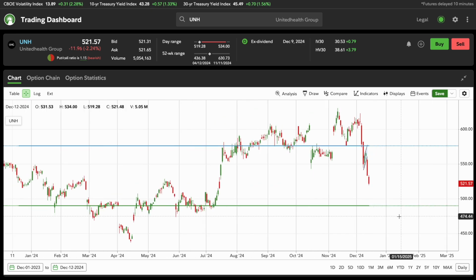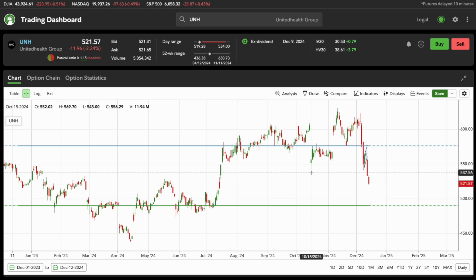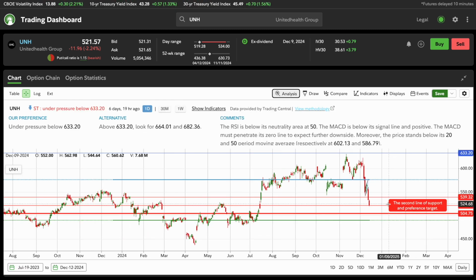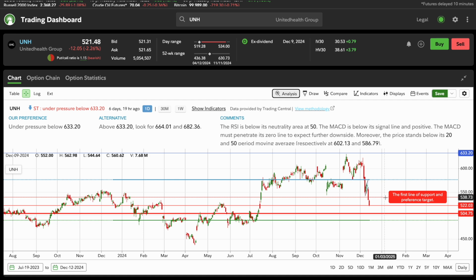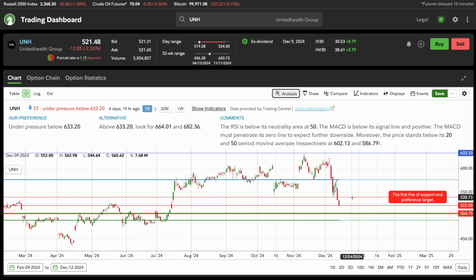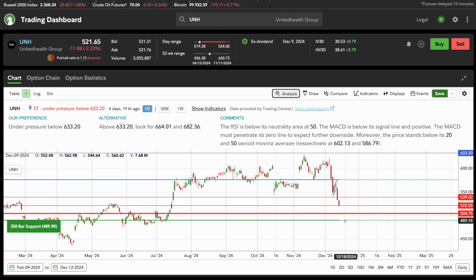Now we have to see, is it going to form another bear flag here from 520 up to 530 and then sell off to 500 and maybe get a potential bounce from there? We will see. But let's click back on analysis. We can see here, this is where Fidelity is showing their first target for support, which clearly this first line of support and preference target 538 broke. Second line at 520 broke, and now you have 504 is what they're aiming at. And the 250 bar support is 490.